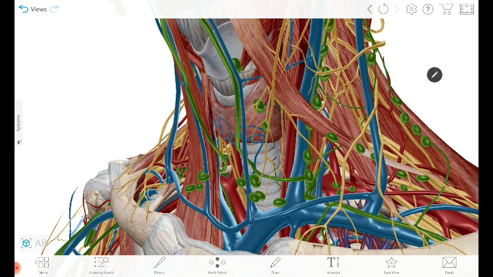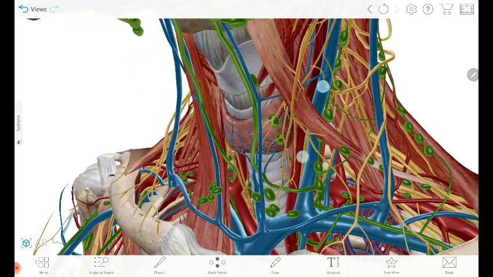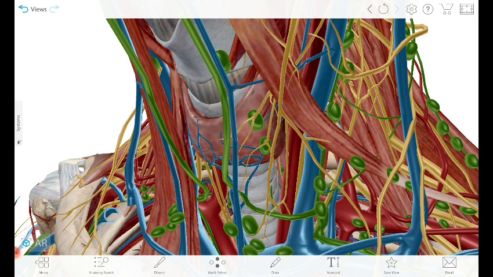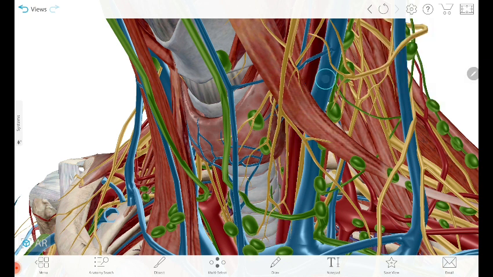Now we will see the posterior boundaries of the thyroid gland. So posteriorly we can see one artery, this artery, and a vein. So this artery here is the common carotid artery. So this over here is the common carotid, and this over here is the internal jugular vein.